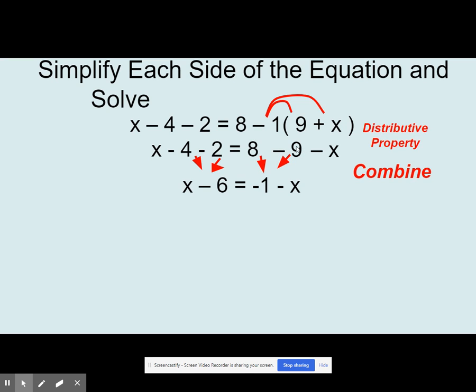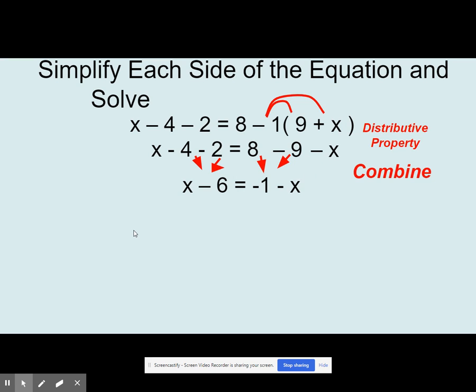So you've got x minus 6, and over here we can combine the 8 and the minus 9. 8 minus 9 is negative 1, and then bring down your minus x. All right, so all we did was combine like terms. X can't combine with anything, so we brought down x. A negative 4 and a negative 2 make negative 6. Bring down your equal sign. Always keep everything lined up with the equal sign. 8 minus 9 is negative 1, and then bring down your minus x.